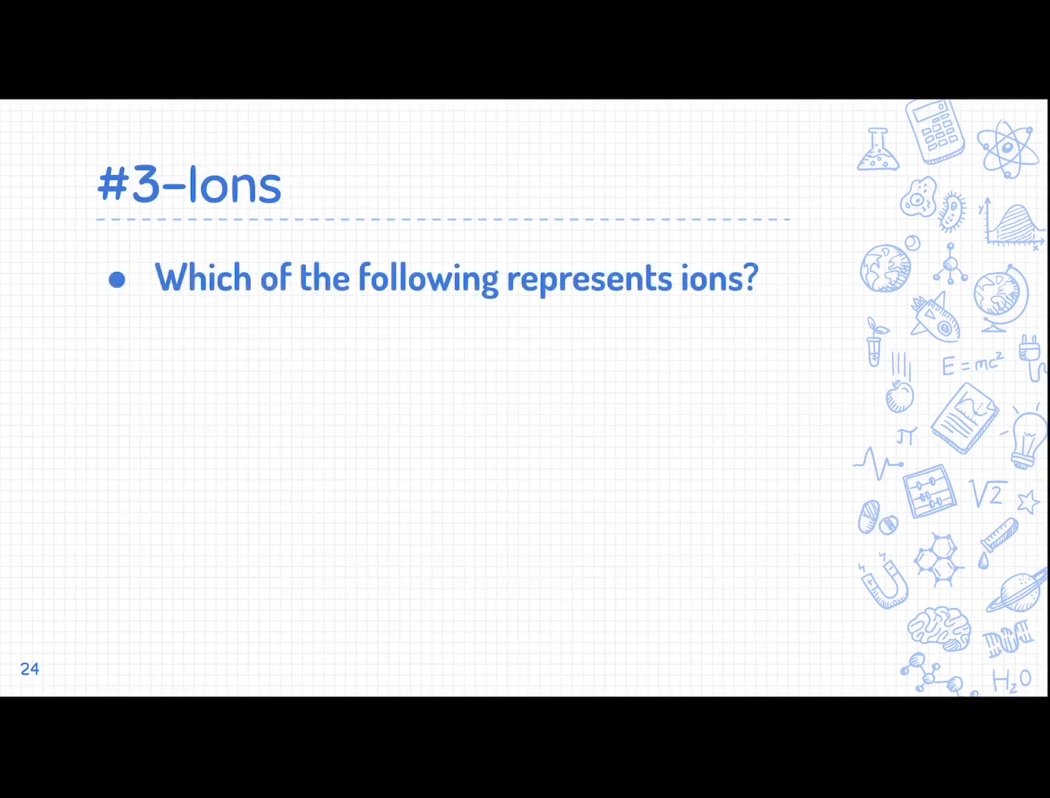Next one, which of the following represents ions? So I have 3 symbols here. That little square is supposed to be a plus sign. So if I'm trying to figure out ions, all I have to do is look for my charged atoms. So if I have a +1 on the left and a -1 on the right, both of those are going to be ions.